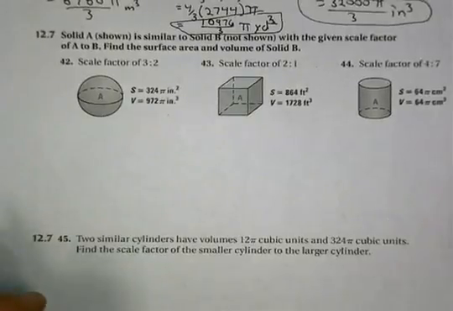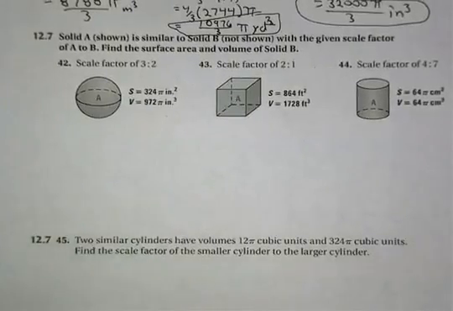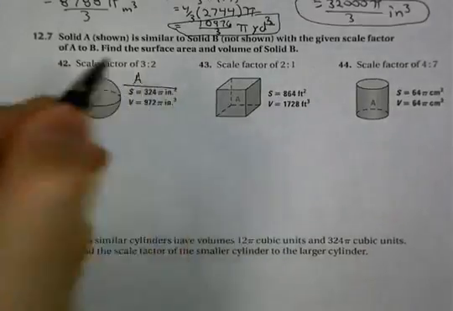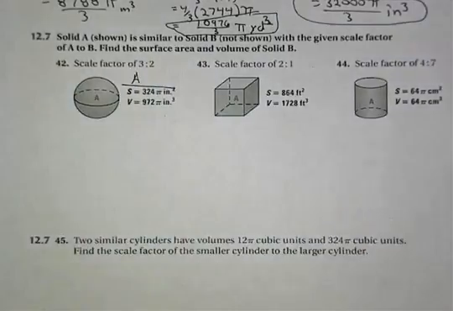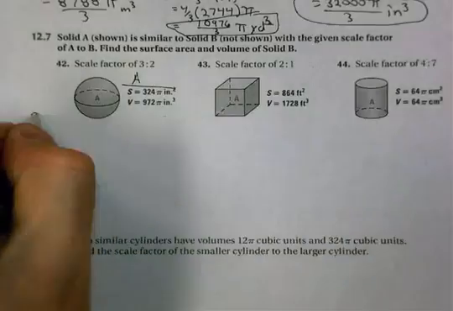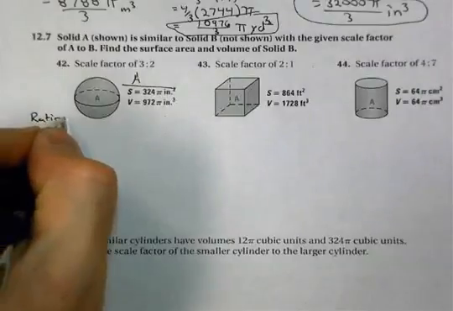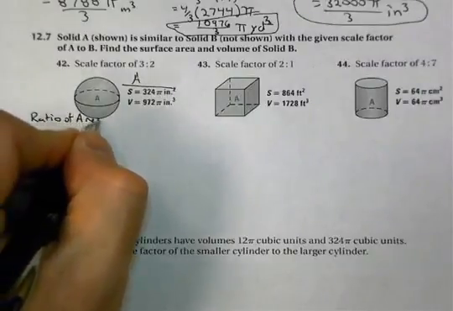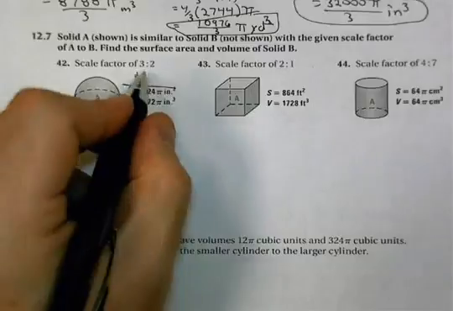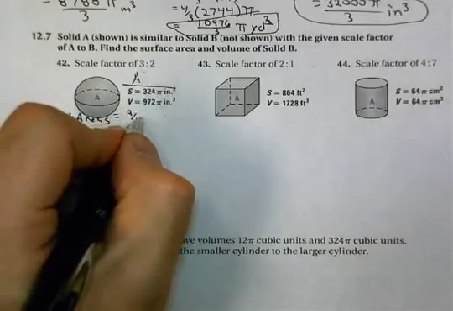Okay, on number 42, we're given a scale factor. We're given a solid A, and we have the surface area and volume of that. And we need to find the values for B, which is the solid similar to it. It's just not shown. So we first start with the ratio of the areas. If our scale factor is 3 to 2, our ratio of the areas is those squared, 9 over 4.